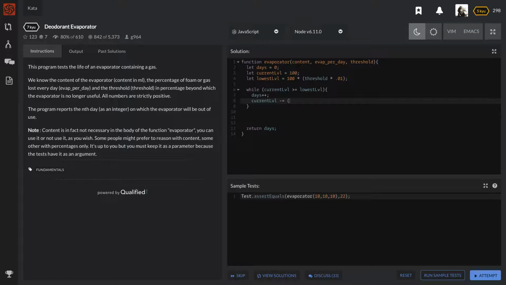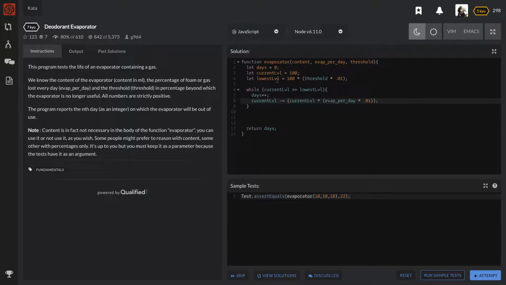What we're going to have to do right now is calculate the current level as a percentage. Current level. And so we're going to have to find out how much evaporated that day. And so evap per day, we're going to use that, and we're just going to turn that into a percentage. Oops, too many of those. Okay, I think that's enough parentheses.